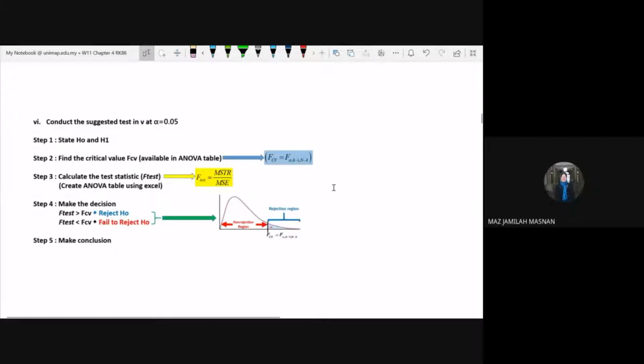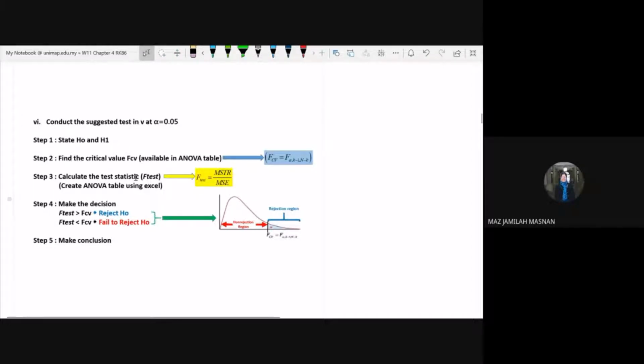Okay, as we know that we have 5 steps. Step 1, H0 and H1. Second step, find the critical value, almost similar to what we have in chapter 3, performing hypothesis testing, and we have 5 steps. The third step will be calculating the test statistic.